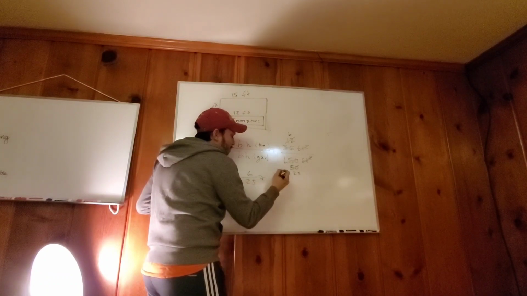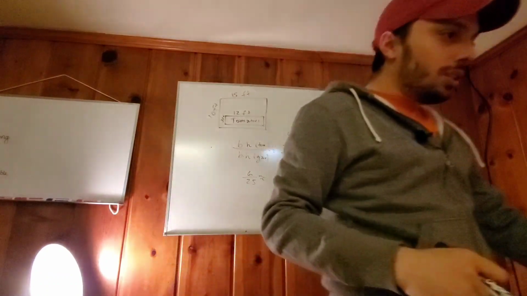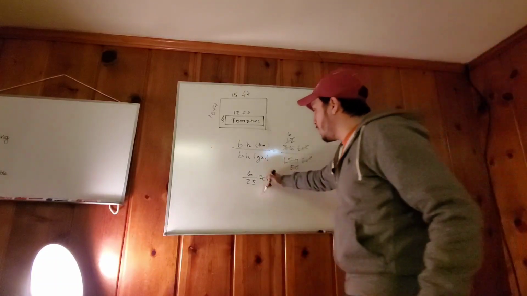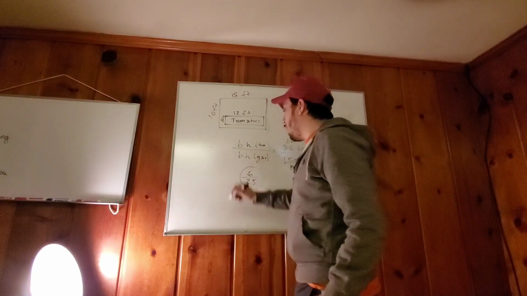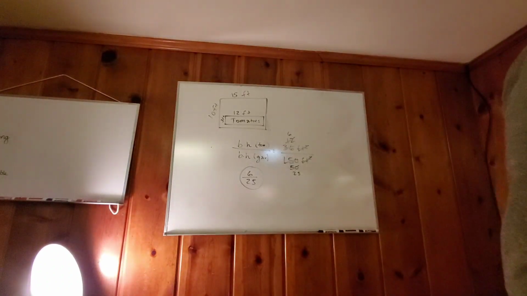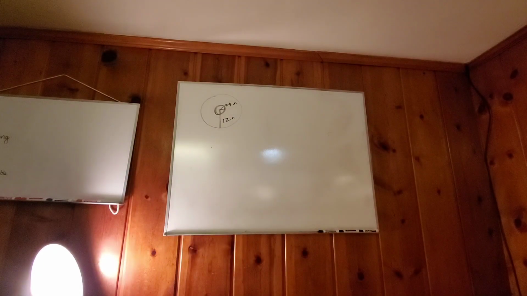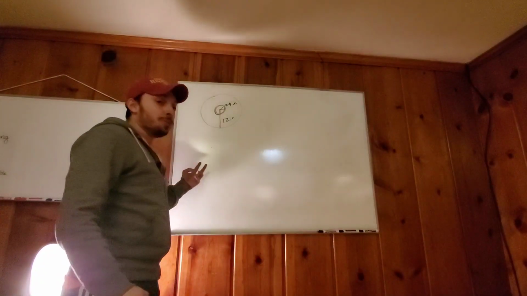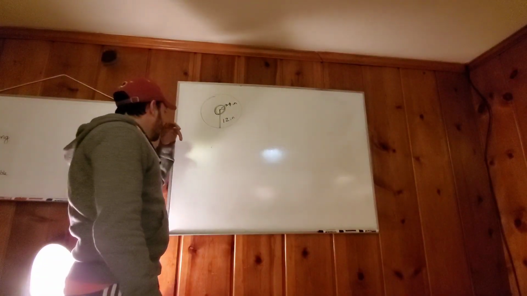Then obviously you could do the decimal or percent, but I would rather you leave it at 6/25. And that would be the probability of it landing in the tomatoes. I told you it was easy. Let's move on. In example 2, we have the same principle, but now we're talking about circles and not rectangles.